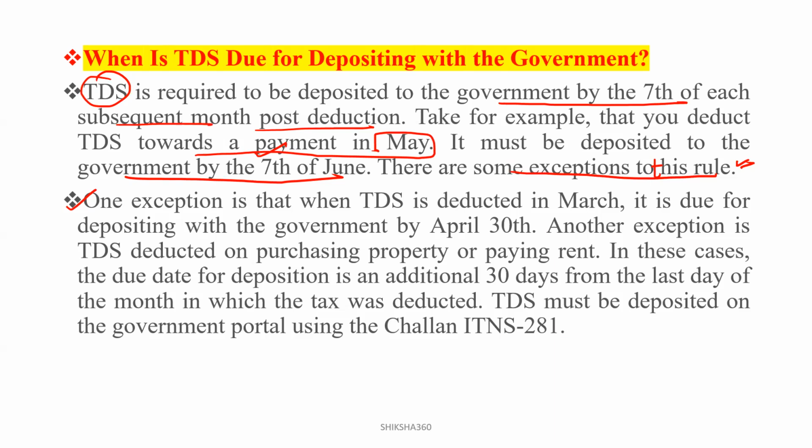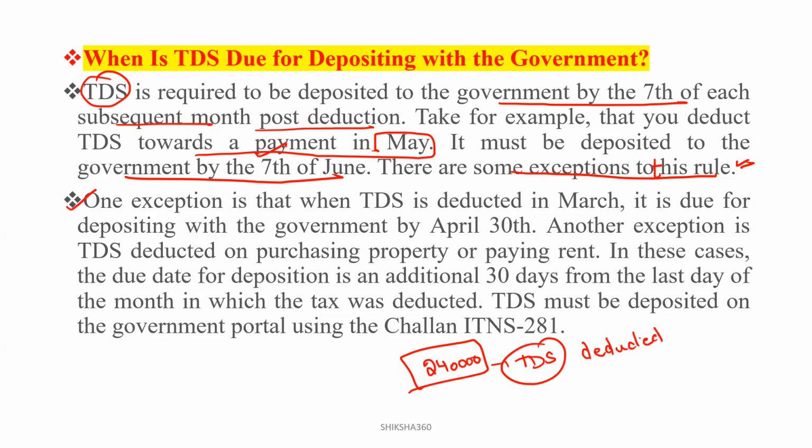Another exemption is TDS deducted on purchasing property or paying rent. TDS is to be deducted on rent when the yearly rent is more than 2,40,000. Clear? When the total rent in the year is more than 2,40,000, in that case TDS is to be deducted here.